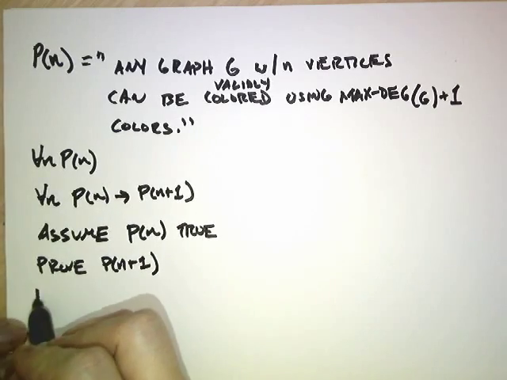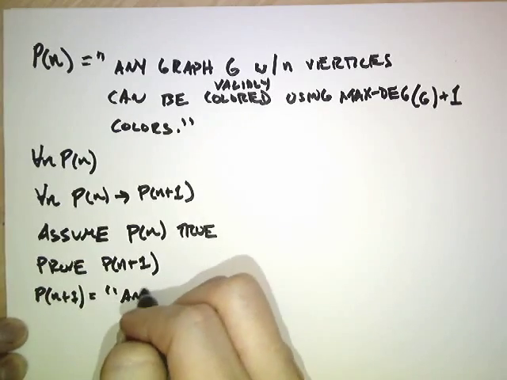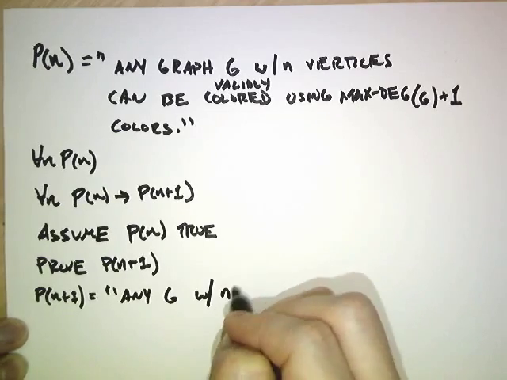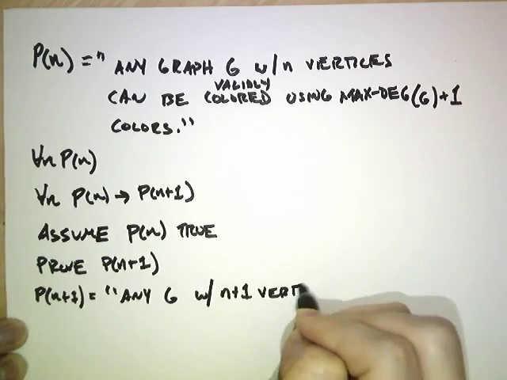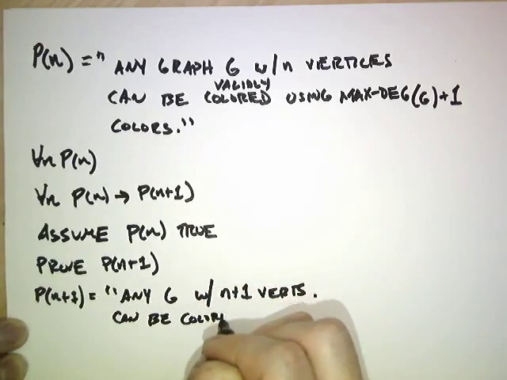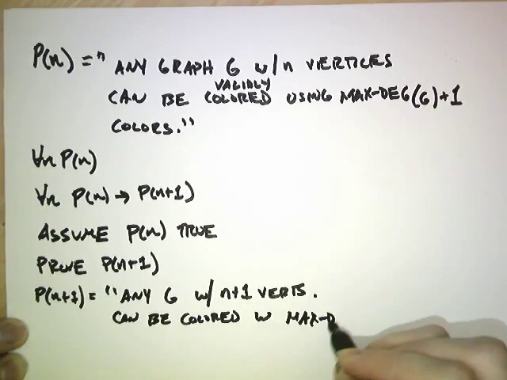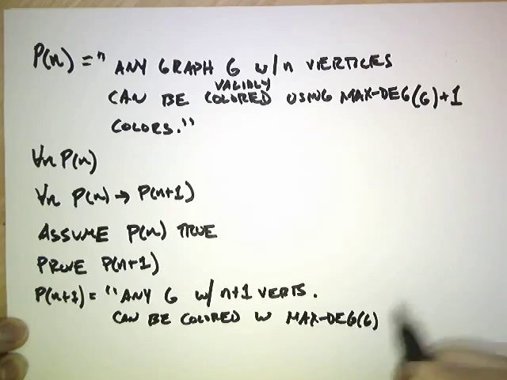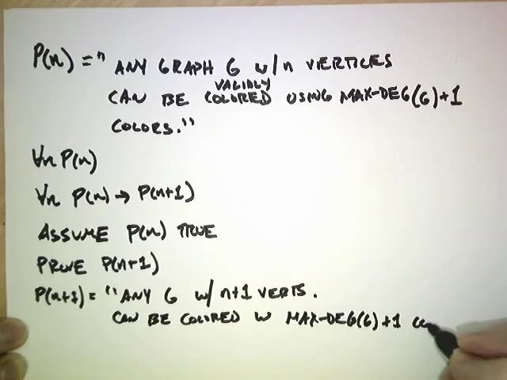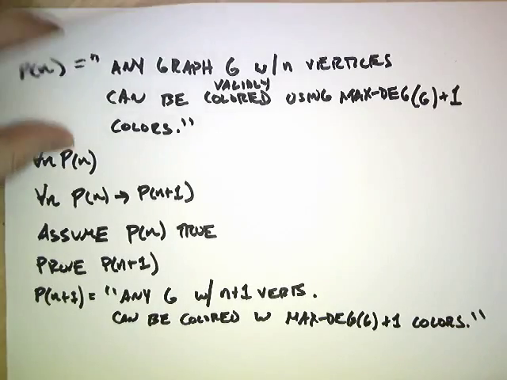What is P of n plus 1? Well, it's just the above. Any graph G with n plus 1 vertices can be validly colored with max degree of G plus 1 colors. So we need to prove that P of n plus 1 is true, assuming P of n is true.